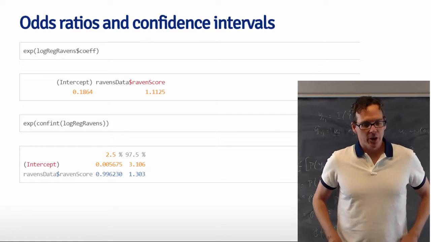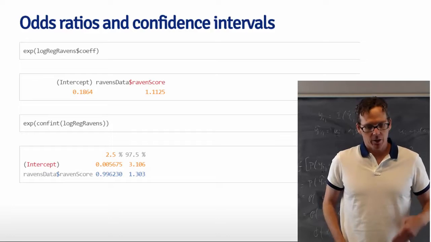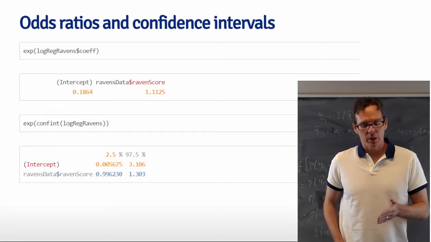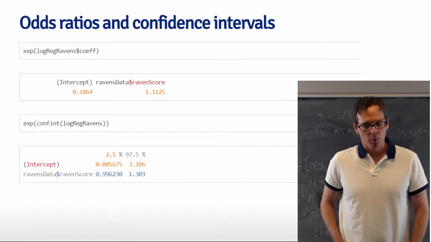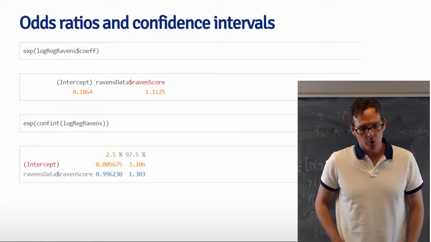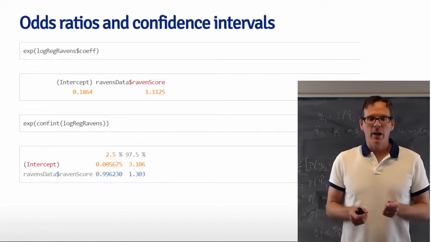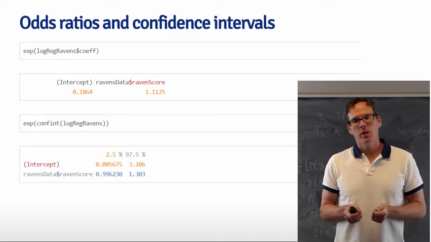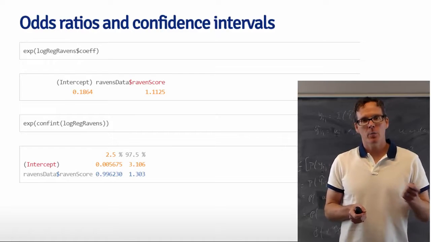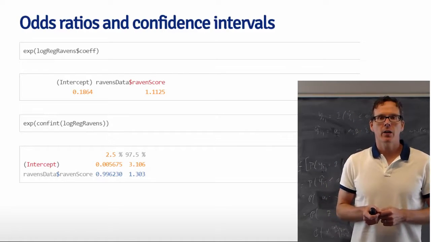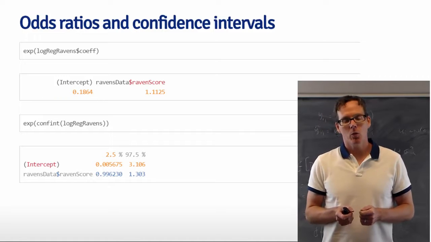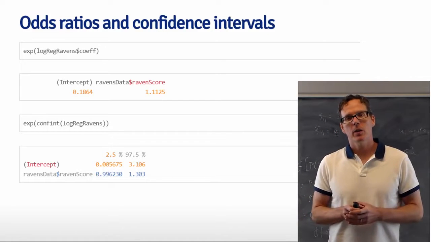If we were to exponentiate the Ravens coefficients, we get 0.1864 for the intercept and 1.1125 for the score. So that suggests an 11% increase in the probability of winning for every additional point that the Ravens score. Okay, that's how you would interpret this logistic regression coefficient.